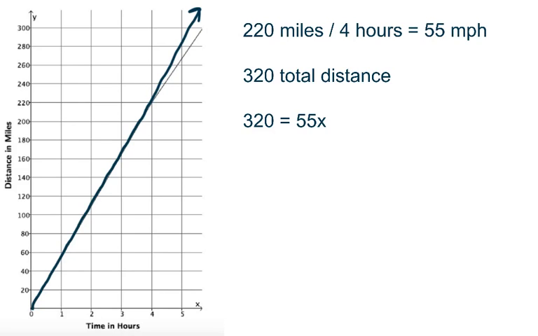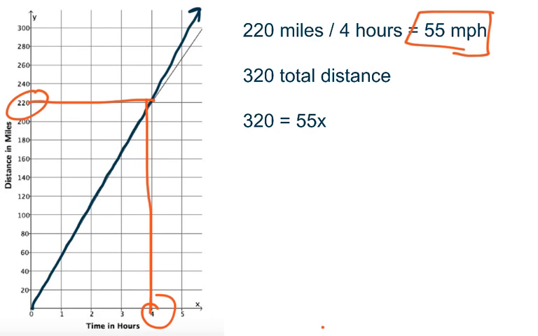Information we do have in the problem is that, for example, here at 4 hours, we have 220 miles. So we can use that information and calculate miles per hour. It's 55 miles per hour. So that's how fast the train was going.